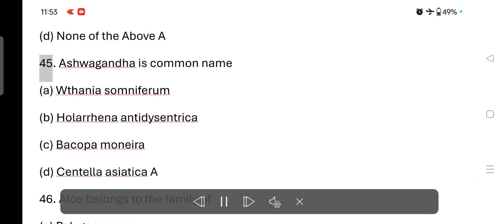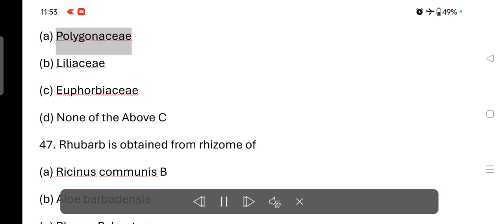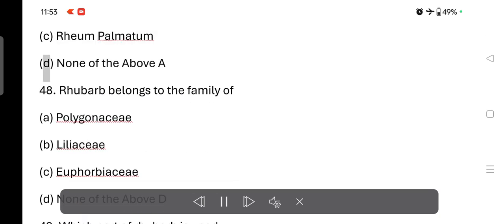Answer: A. 45. Ashwagandha is common name. A. Papaver somniferum. B. Withania somnifera. C. Bacopa monnieri. D. Centella asiatica. Answer: A. 46. Aloe belongs to the family of A. Polygonaceae. B. Liliaceae. C. Euphorbiaceae. D. None of the above. Answer: C. 47. Rhubarb is obtained from rhizome of A. Ricinus communis. B. Aloe barbadensis. C. Rheum palmatum. D. None of the above.